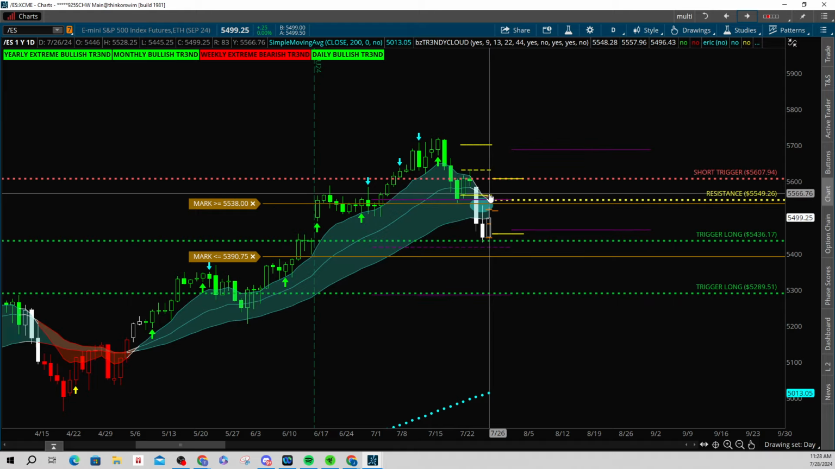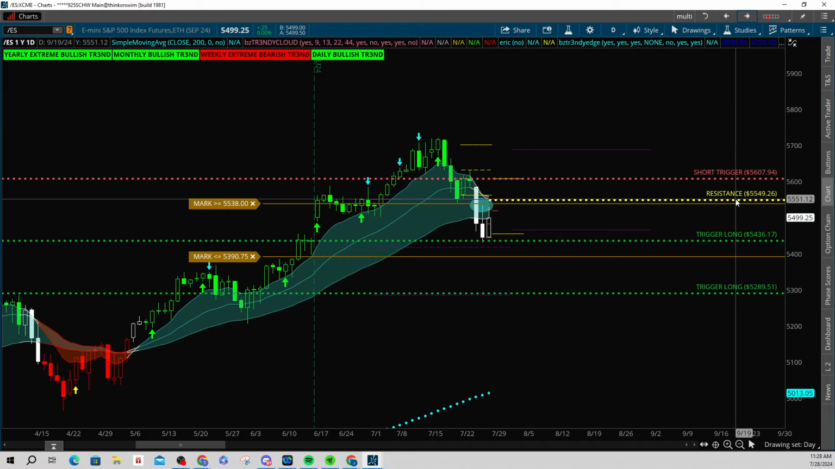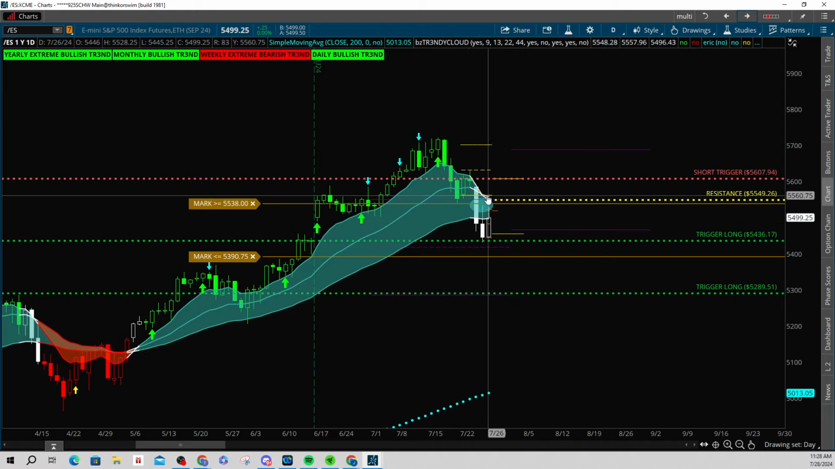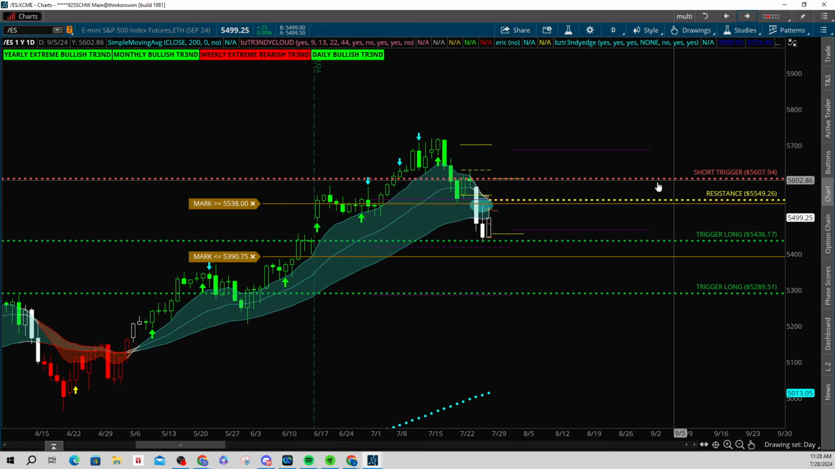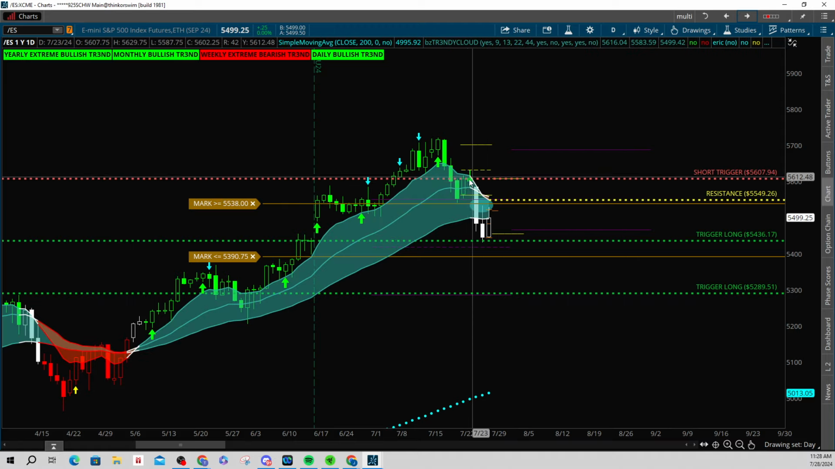It's working a little bit, but again, the cloud is resistance. Notice that your resistance level is coming in right above the cloud. I would expect this to be resistance. And then notice that your short trigger is right here at the inside and down formation.